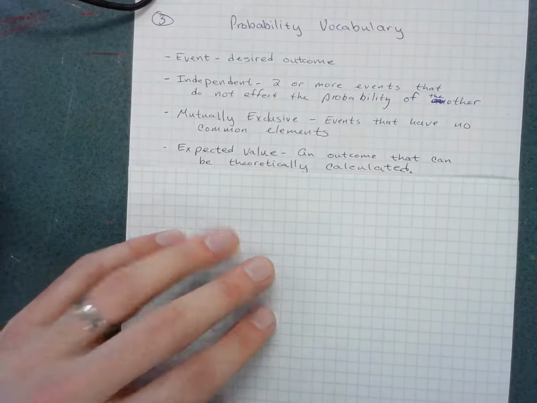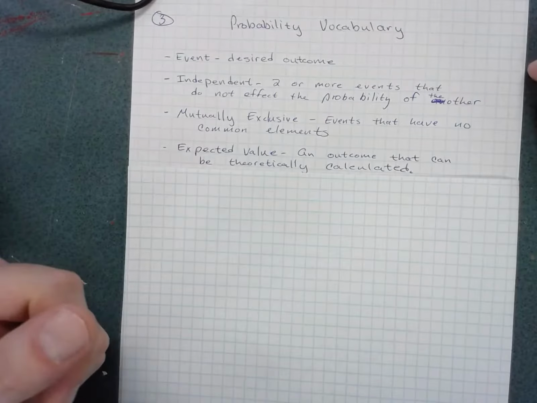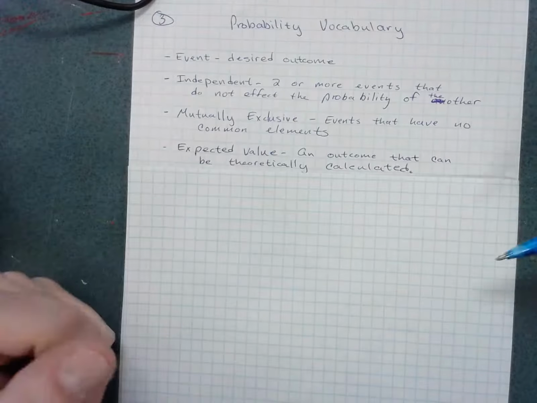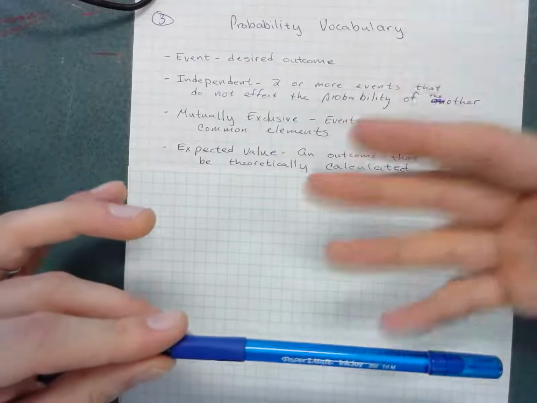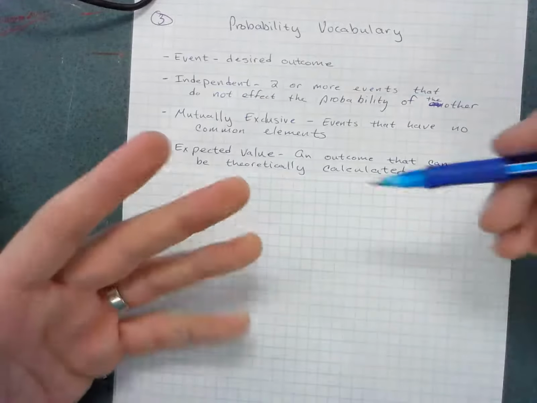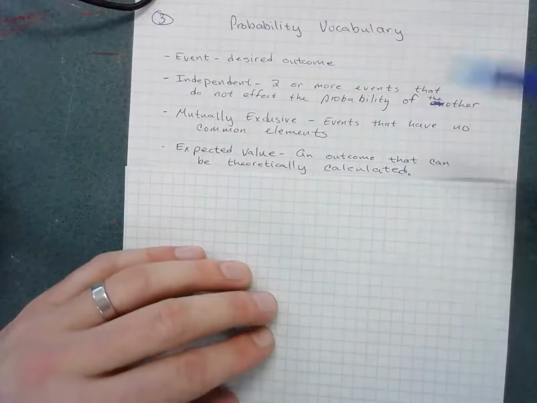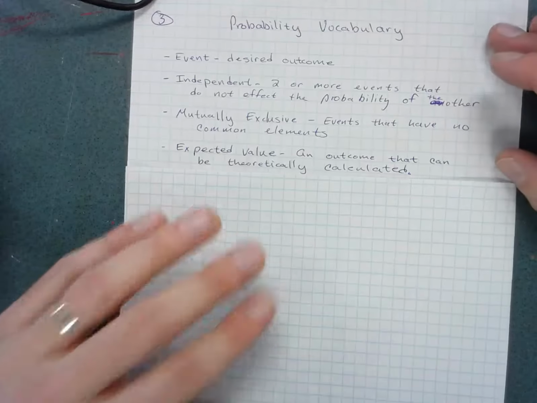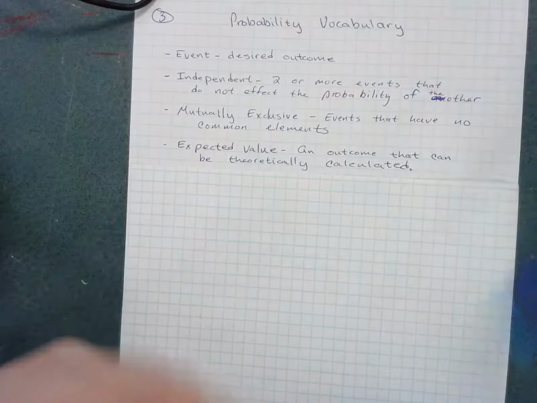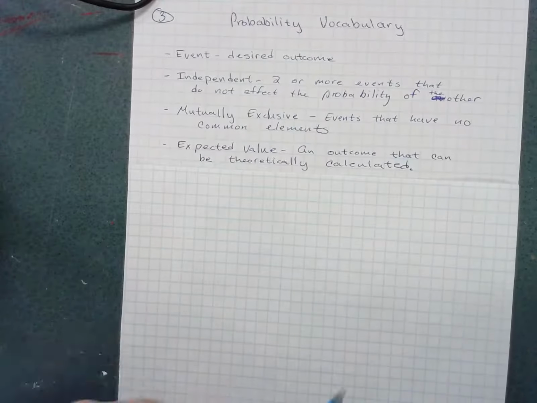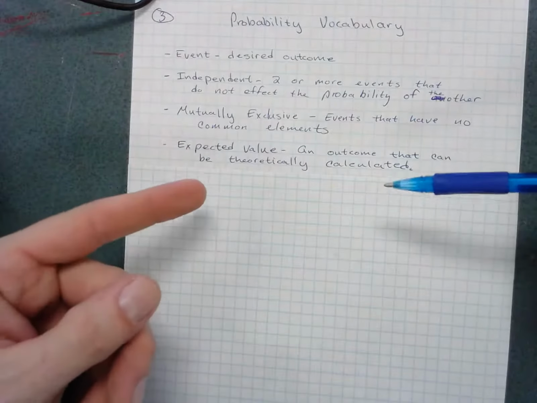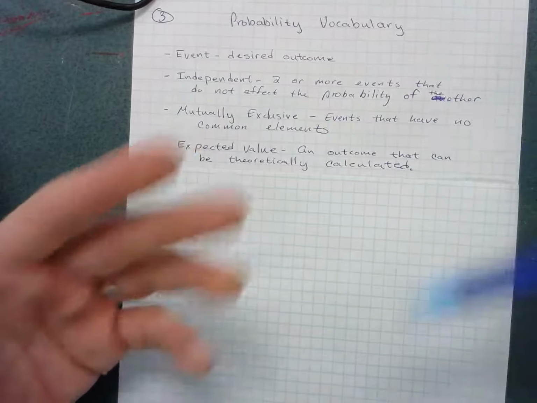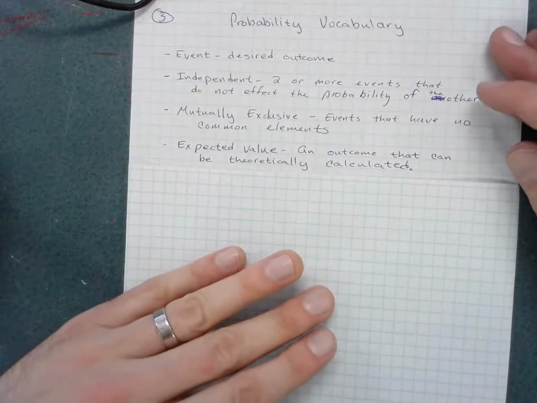Expected value. There are two ways to really think about probability. There's the pure theoretical, and then there is the probability based on actually performing an experiment or collecting data. So an expected value is basically the theoretical probability. You don't actually have to perform an experiment to get an expected value. You can calculate that using principles of probability.